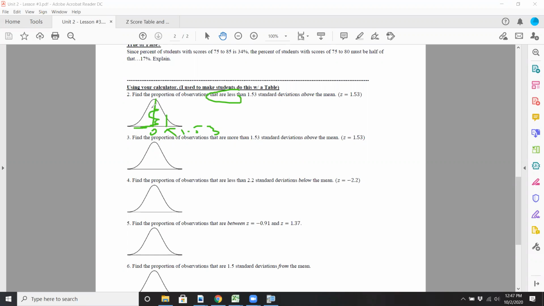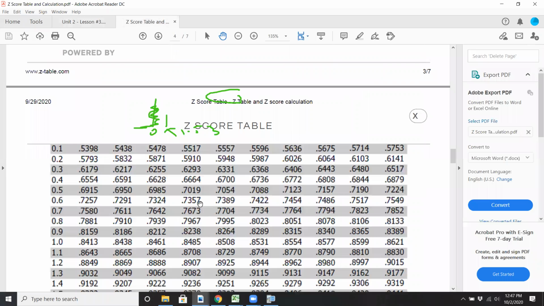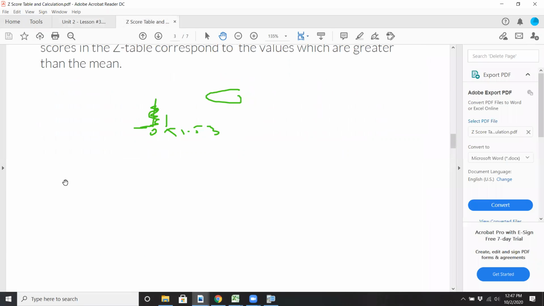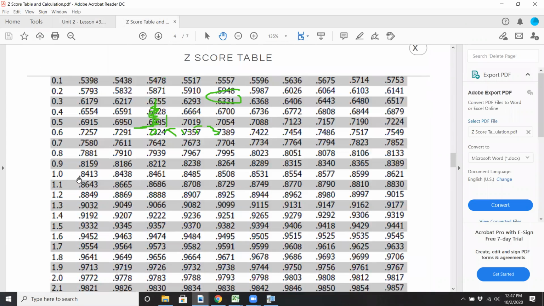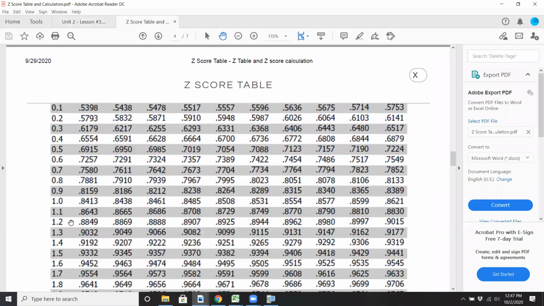So how can I do this in the calculator? You could use a table, the z-score table, which I have in Schoology. You locate 1.53. So here's 1.5, and 1.53 would be like 1.50, 1.51, 1.52, probably right there. So I'm expecting about 0.937 to be the answer.